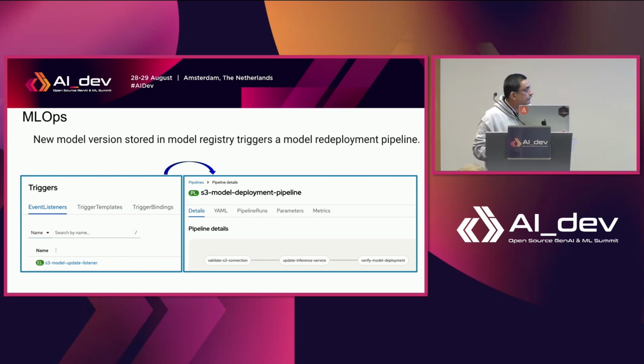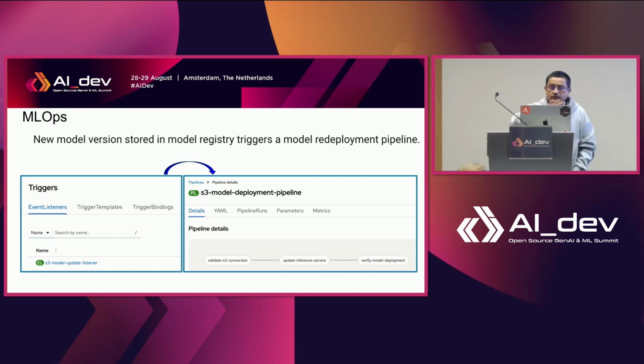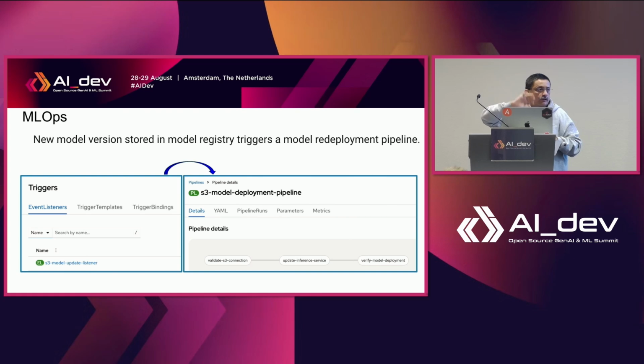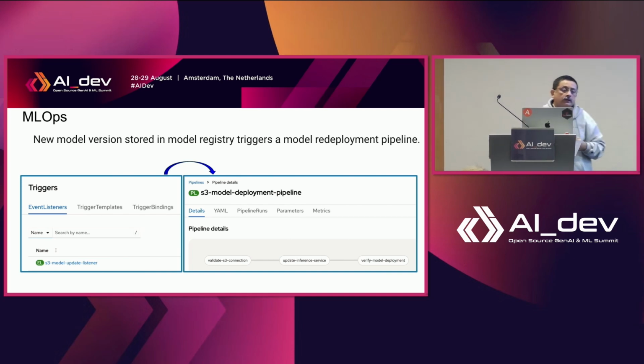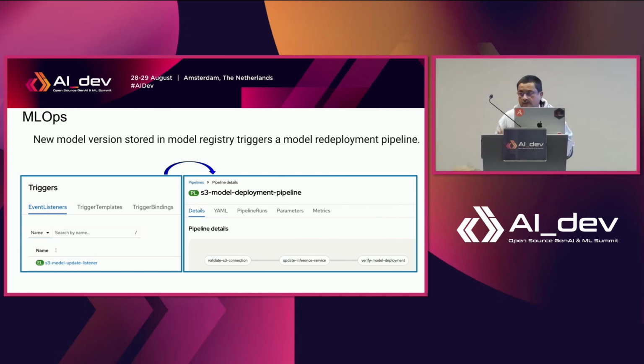So this is where a new model gets stored, right? A data science pipeline gets executed, and a new model is stored in an S3 bucket or a model registry. That will automatically trigger a pipeline in OpenShift or Kubernetes, which will pull that model and actually deploy it in the runtime which we just discussed, in the vLLM or serving runtime, basically, as an inference service.